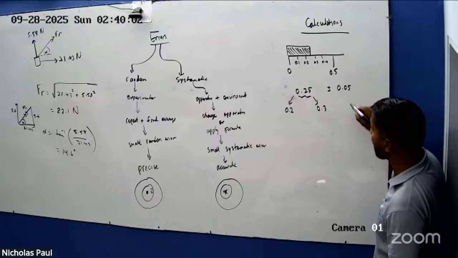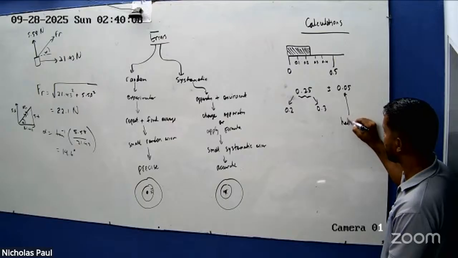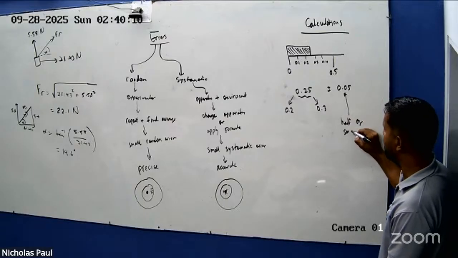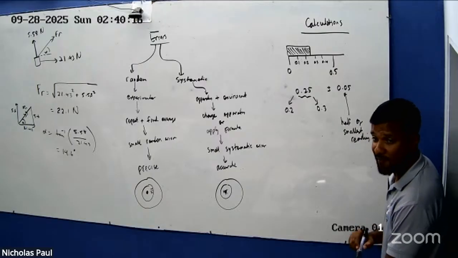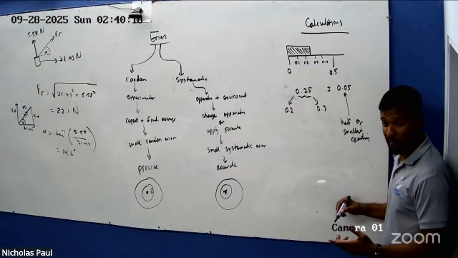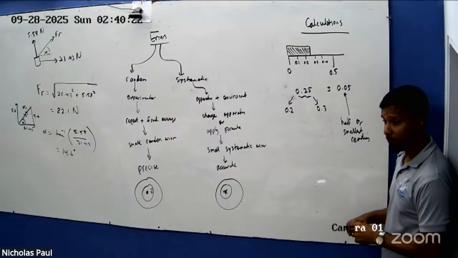So how do we end up with this 0.05? The general rule is half of the smallest reading. Half of the smallest reading. You understand why? It's important in physics that you understand why and not just memorize this, right? Are you okay with that?